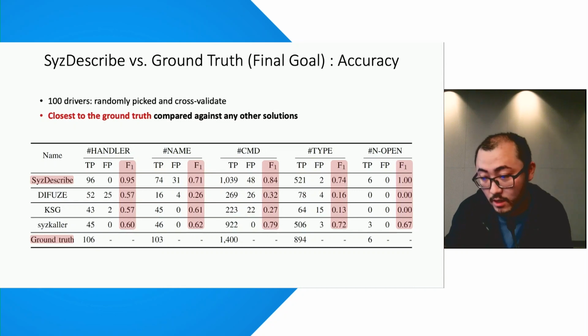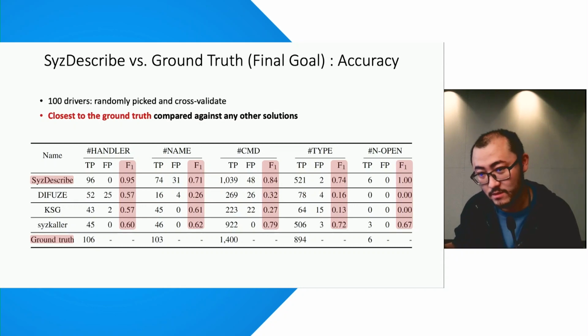Here, in fact, KSG is another dynamic solution to generate the Syscall description. Somehow they are better in some aspects, but they cannot cover all the drivers. One reason is just like the last presenter mentioned: we can insert some USB device, and then a new device file would appear in the Linux kernel. The dynamic solution would miss them.